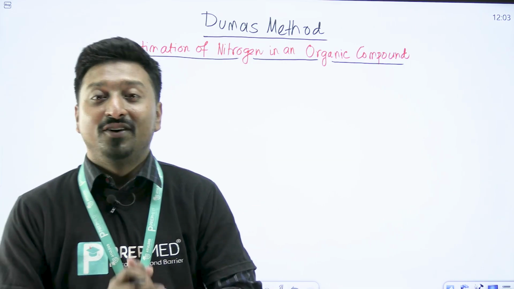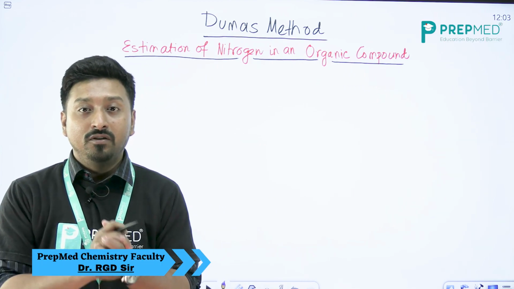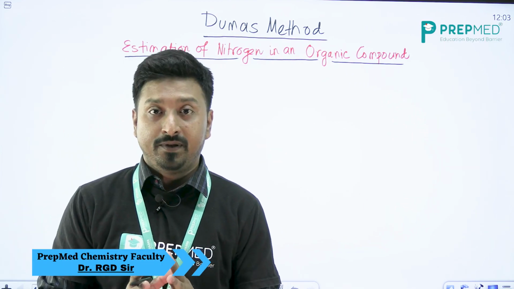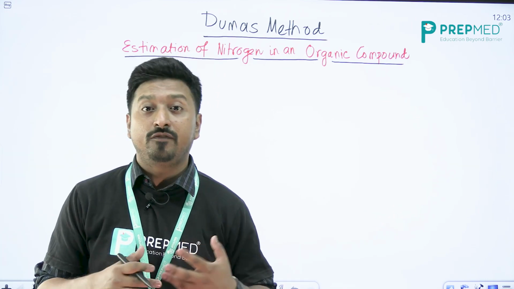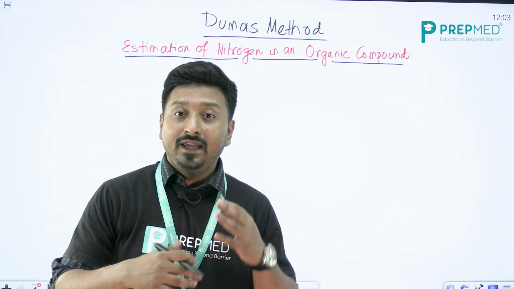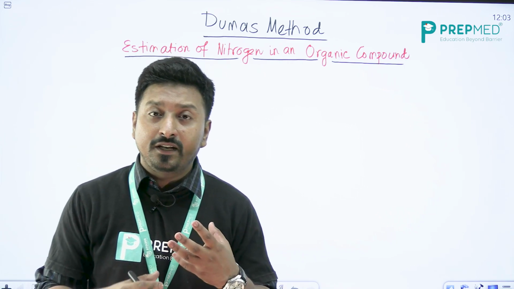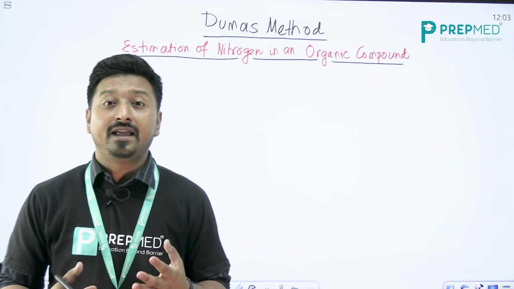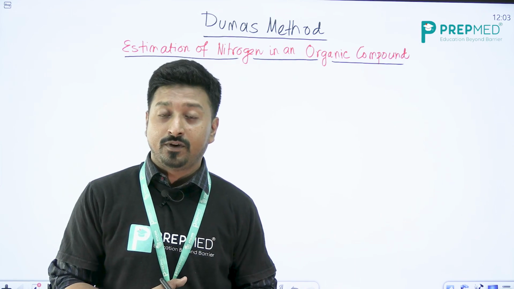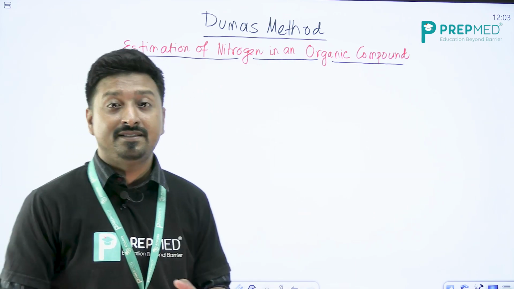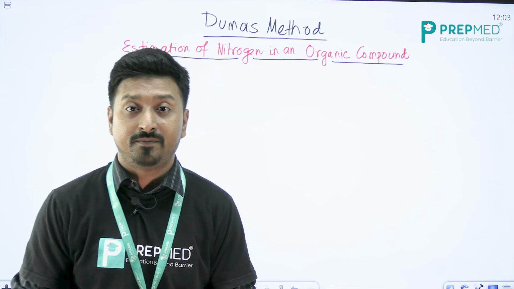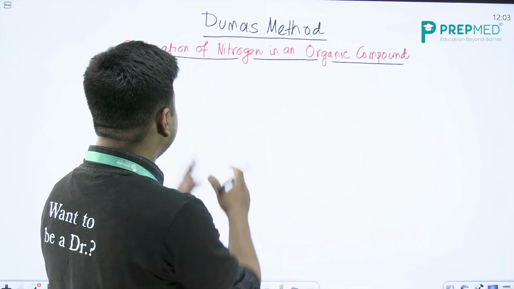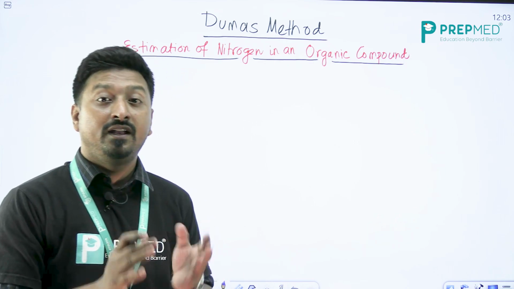Hello students, today we are going to talk about a very important concept, which is used in the quantitative estimation of nitrogen. You guys basically face some problems doing the numerical problems on this topic. This part is there in the class 11 general organic chemistry chapter's last section. The method for estimation of nitrogen in an organic compound is called the Dumas method.